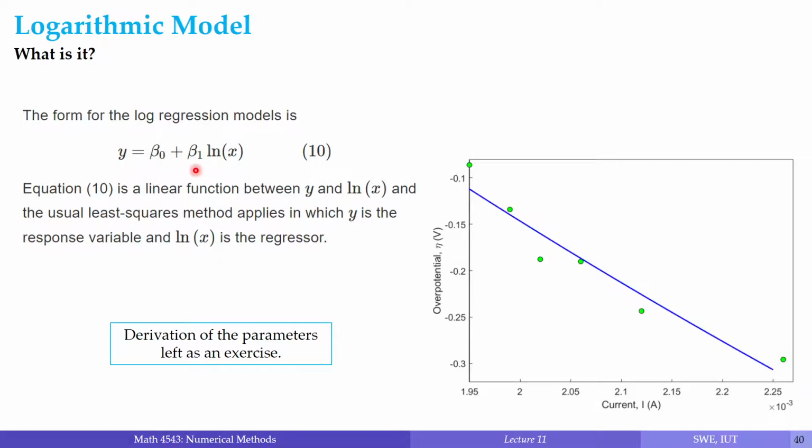Okay, where beta naught and beta 1 are the corresponding parameters of the model. So just like a and b were for the logistic version of the growth model, we have beta naught and beta 1 as the parameters. Okay. So since we have this as our logarithmic model, I have left the derivation of the parameters to you as an exercise.